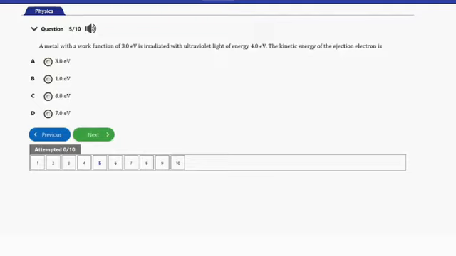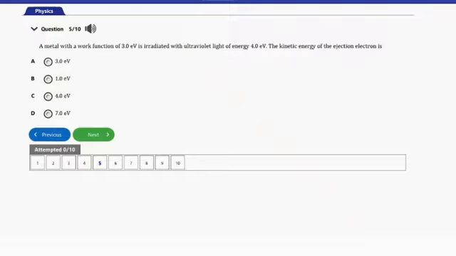Alright, so guys, the next question here is question number 5. It says, a metal with a work function of 3 electron volts is irradiated with ultraviolet light of energy 4 electron volts. The kinetic energy of the ejected electron is, okay guys, so we can just sort this out by having 4 electron volts minus 3 electron volts, and that's 1 electron volt.